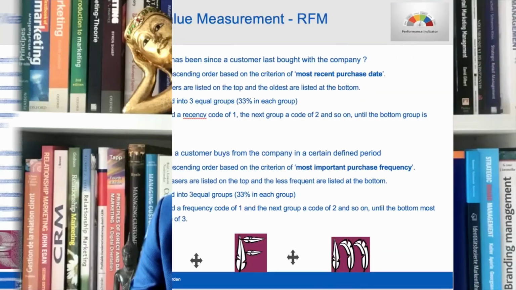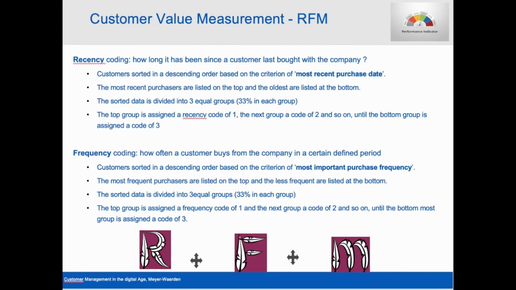RFM is recency, frequency, and monetary amount. And it's an indicator about customer value. And so you will code individual customers in the following way. Look at the three variables in your customer database. And first of all, you will look at recency.